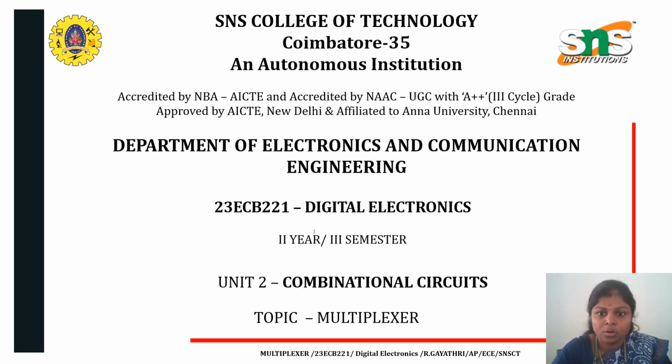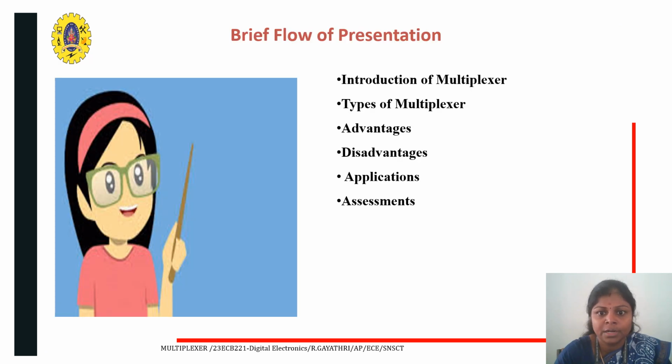Today I am going to discuss multiplexers: the introduction, the types of multiplexers, and how from basic multiplexers the 4 cross 1, 8 cross 1 and 16 cross 1 multiplexers are constructed. At last, the advantages, disadvantages and applications of multiplexers will be discussed. In between the presentation there will be an activity, and at last an assessment question based on the topic we have discussed. First, the brief flow: introduction and types of multiplexers, advantages and disadvantages, applications and an assessment.